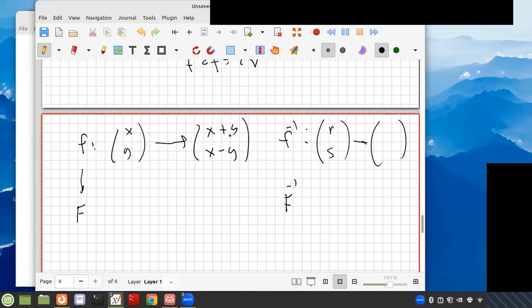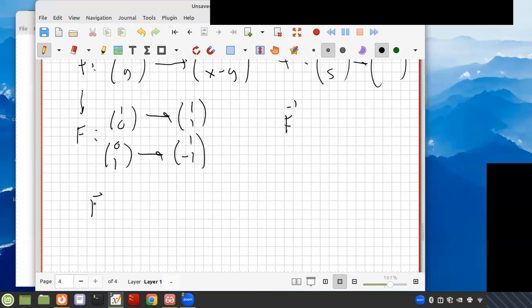So for this map, let's find what the matrix F is. Well, we have to find what the basis action is. What's 1, 0? 1, 0 is 1, 1. And what is 0, 1? Well, that is 1, minus 1. So the matrix F equals 1, 1, 1, minus 1.